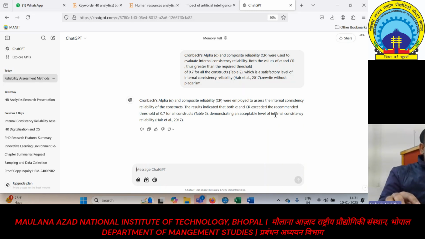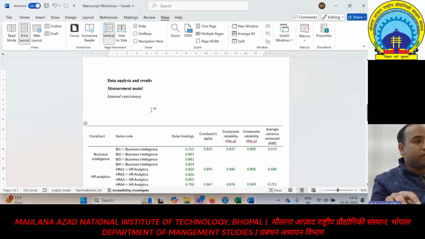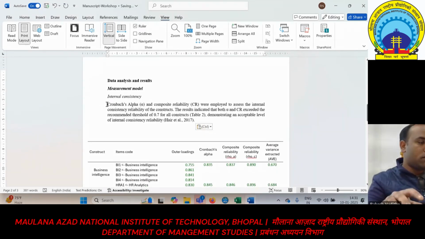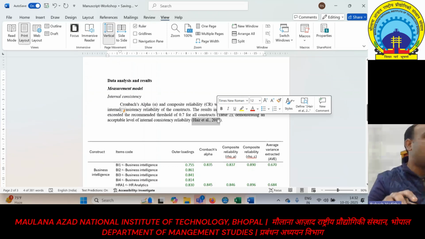Demonstrating the acceptance level of internal consistency. Then you just copy this one and paste it in our manuscript. Then you need to download this Hair et al. 2017 article. We have to cite it here.